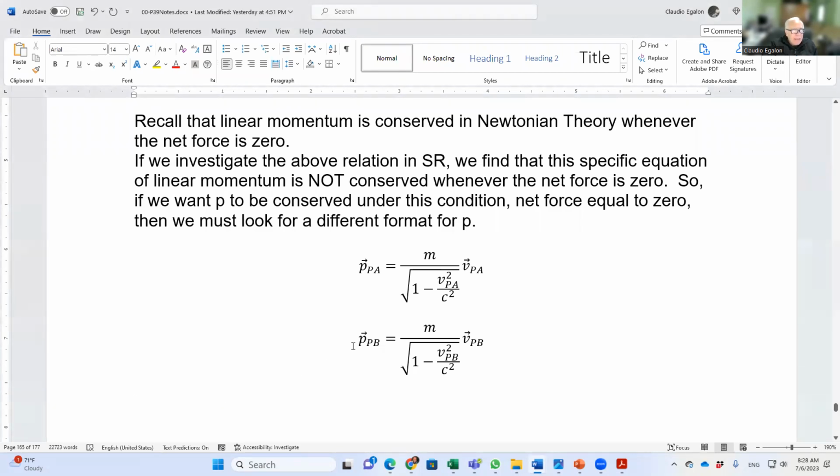Now, there is a very interesting interpretation for this term here. I'm going to copy that. There is a very interesting interpretation for the term.